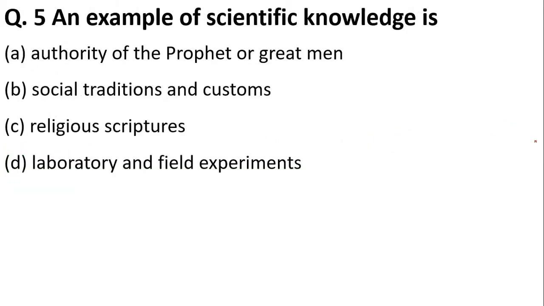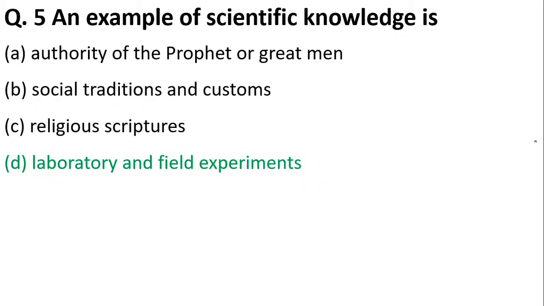Next, an example of scientific knowledge is authority of prophet or great men, social tradition and customs, religious scriptures, laboratory and field experiments. Scientific knowledge example is, the correct answer to this is laboratory and field experiments.